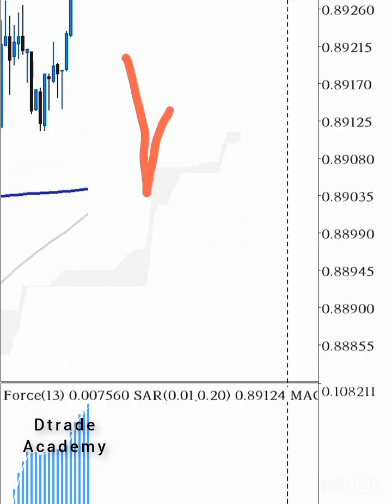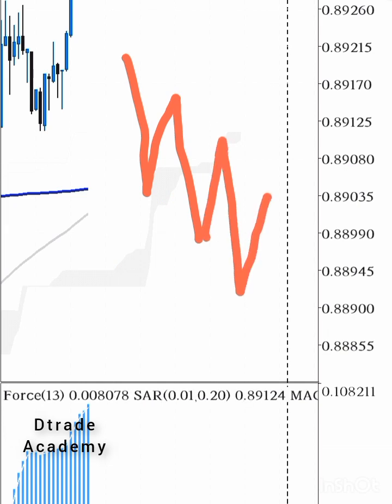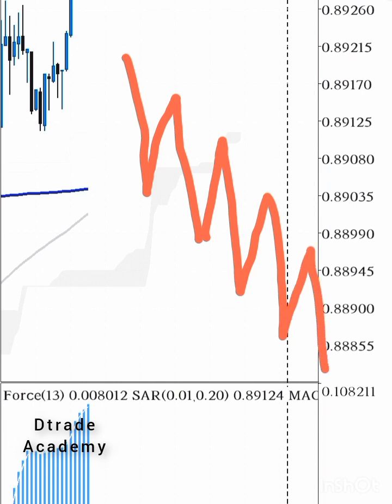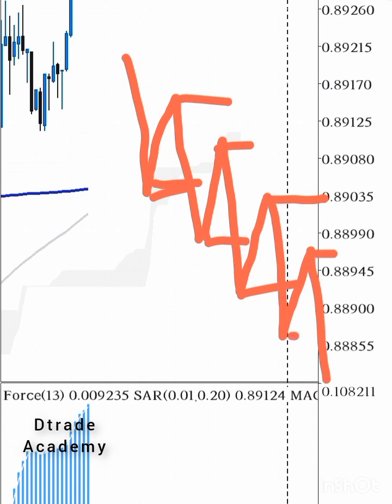Let's say this is a downtrend. Market keeps forming a lower low and it keeps breaking structure to the downside. Whenever market forms a supply zone, it breaks structure to the downside. It keeps going like that. Now it has formed a new supply zone and breaks structure to the downside.